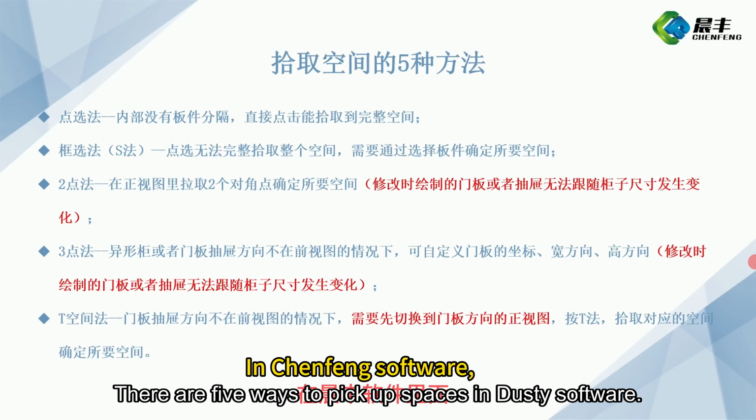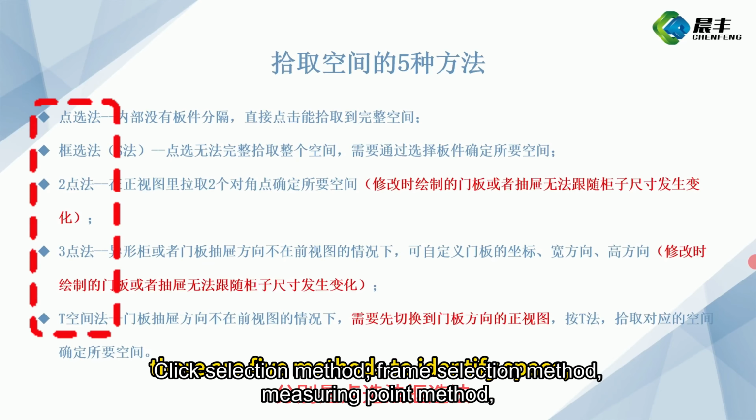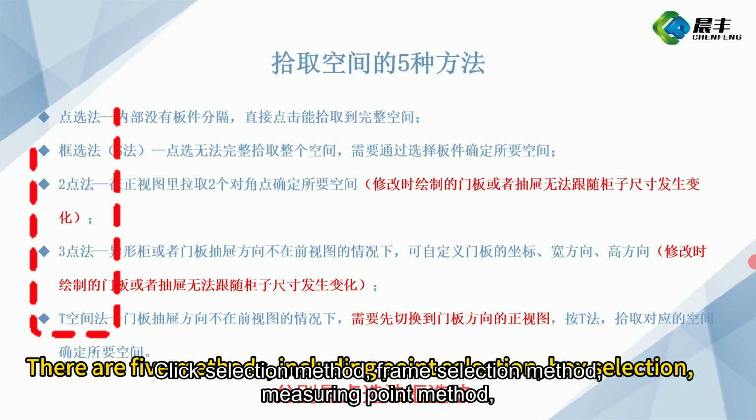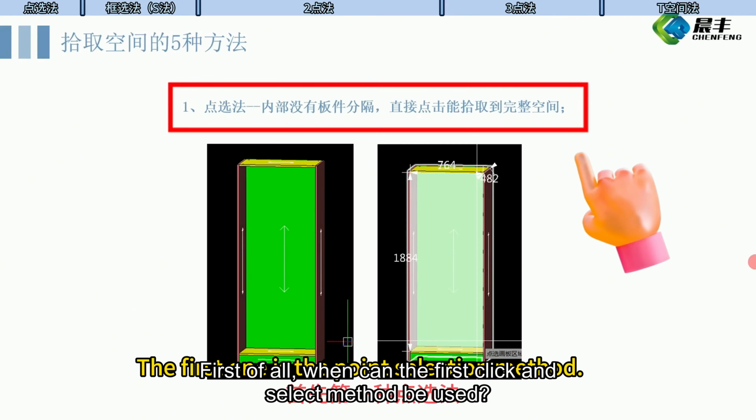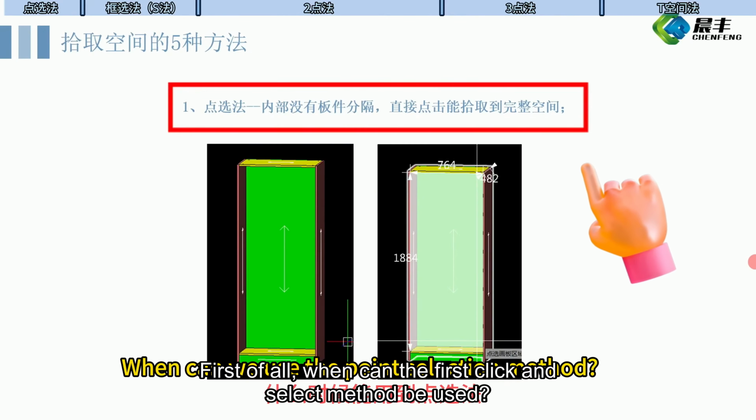There are 5 ways to pick up spaces in Dusty software: click selection method, frame selection method, measuring point method, 3-point method, and alternative space drawing method. First of all, when can the first click and select method be used?